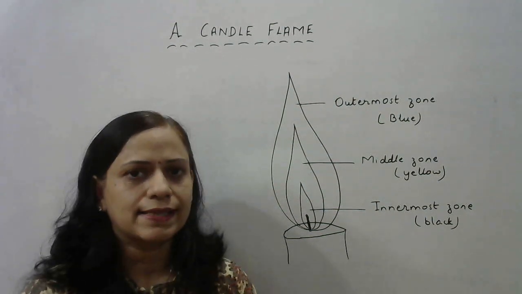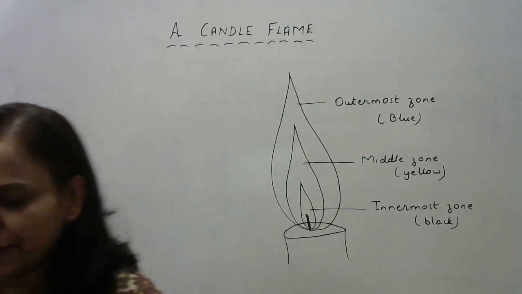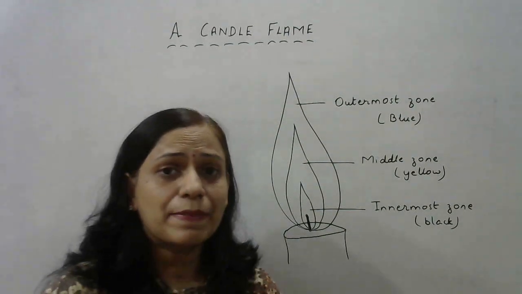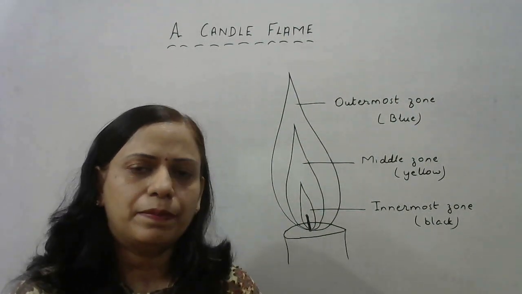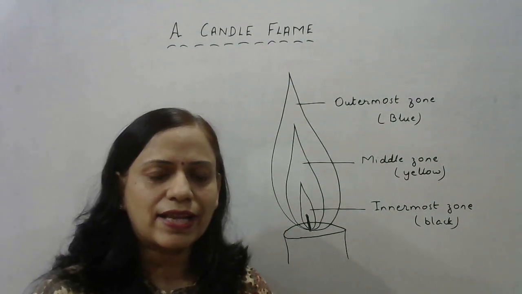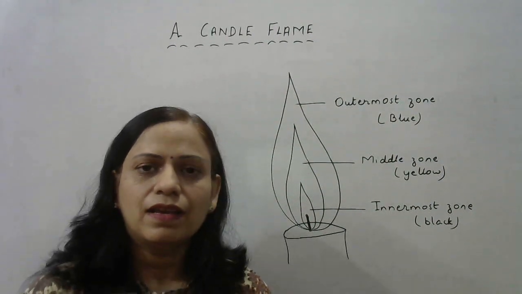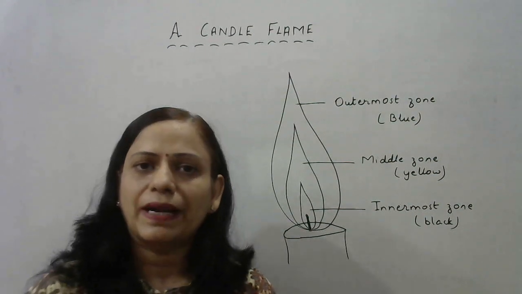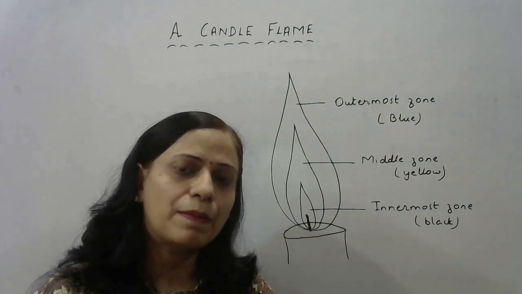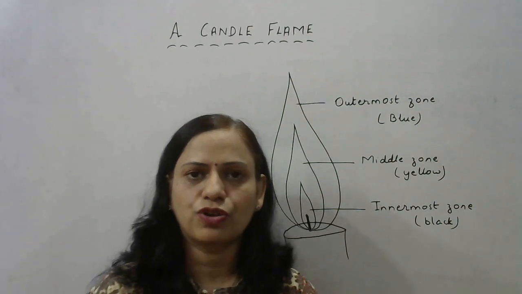Now we are going to discuss why they have these particular colors. For this, you first need to understand complete and incomplete combustion. Complete combustion is when complete burning of the fuel takes place in a sufficient supply of oxygen. In such a case, since complete combustion is taking place, no residue is left behind, and the flame is blue in color. But if the supply of oxygen is deficient, incomplete combustion will take place and the flame turns yellow.